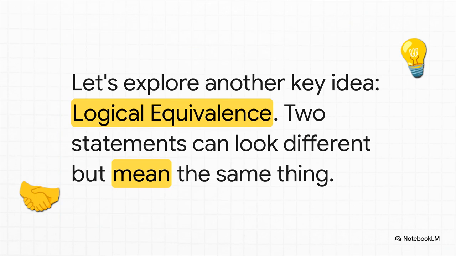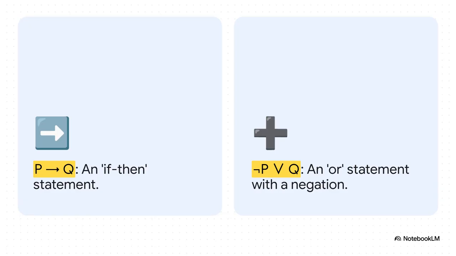Okay, so this whole always-true thing, it unlocks another superpower for us, the idea of logical equivalence. This is wild. It means you can have two statements that look totally different, different symbols, different structure, but they actually mean the exact same thing, logically speaking. Let's take these two for example. On one side, you have if P, then Q. Simple enough. On the other side, you have not P or Q.